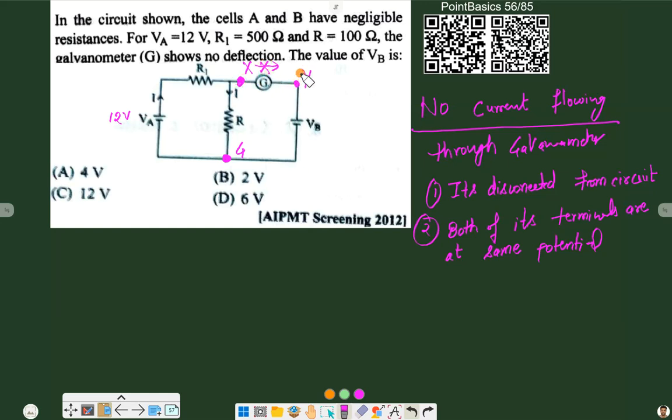From X to Y or from Y to X, there will be no current, and that will be the condition for no deflection in the galvanometer. So effectively we can say, as we have to find out value for VB, and value for VB is equal to potential of Y, and we just proved that as galvanometer is showing no deflection, means Y and X are at same potential. So as per question, we have to find out potential of this cell VB, that is equal to potential of Y, and that is equal to potential of X.